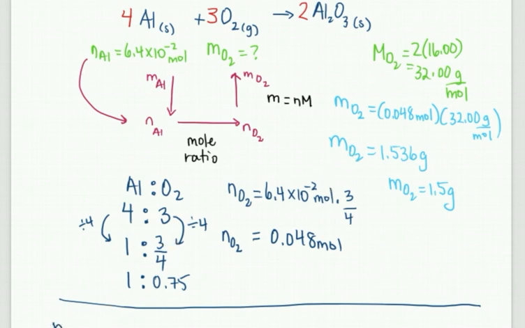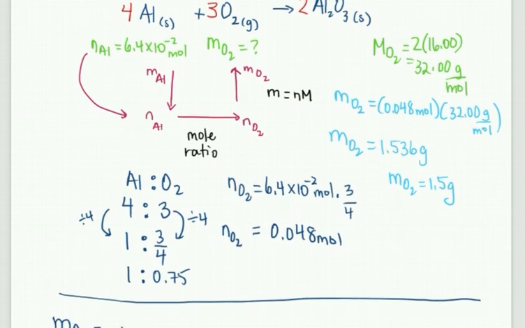So again, our goal is to find the mass of oxygen. We have this number to start with, 6.4 times 10 to the negative 2 moles, and that is of aluminum. So again, when we start with the amount of aluminum, we already start in this corner here. So all we're doing is going across the box on this side here. So we need the mole ratio.